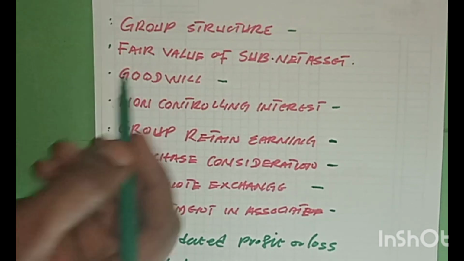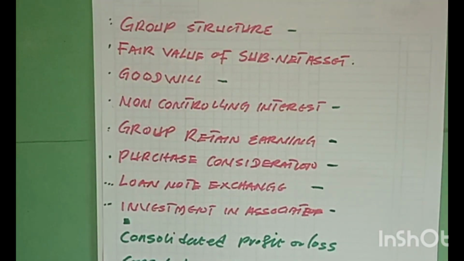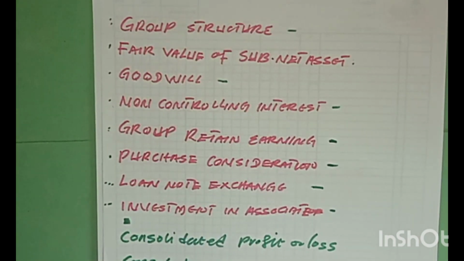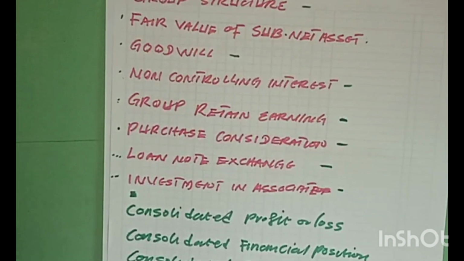Right? So your group structure, these are the steps in preparing your group account. First of all, you determine your group structure. Second, the fair value of the subsidiary net asset. Third, you get your goodwill. Fourth, non-controlling interest. Fifth, your group retained earning. Your purchase consideration, loan note if any, investment in associates. These are the steps you follow to prepare before you now come into consolidation of the financial statement.